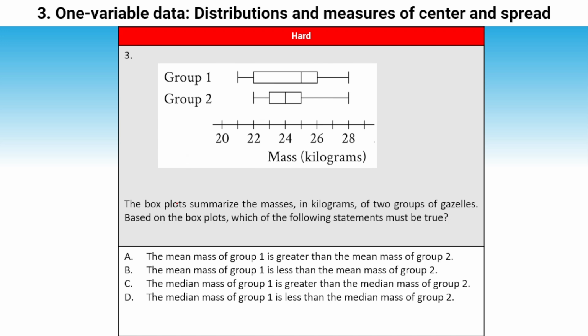I've already told you in that last video, a box plot doesn't tell anything about the mean. So if you see anything about the mean, just cancel it out. Okay, these two. Now let's find the median.